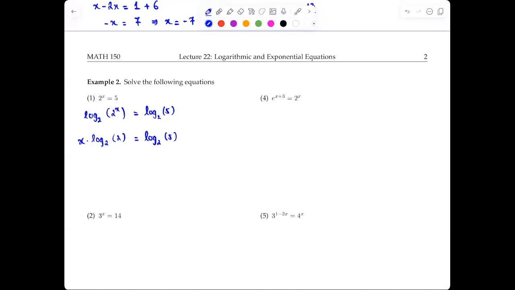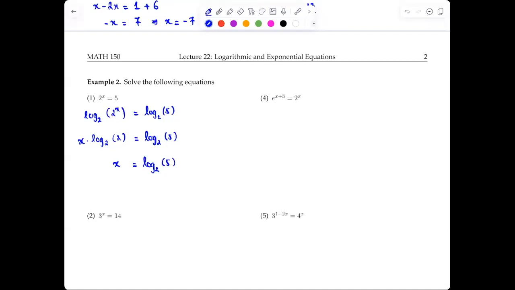Again, you ask yourself the question: what power should I raise 2 to get 2? And the answer is 1. So therefore, the left-hand side becomes x only, and the right-hand side is log of base 2 of 5. And now you have to leave it like this. Without a calculator, we don't know what that is.